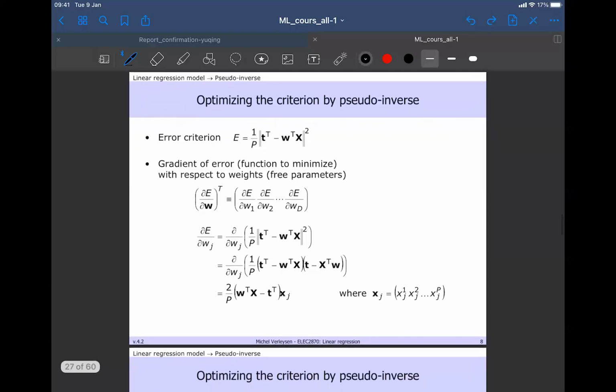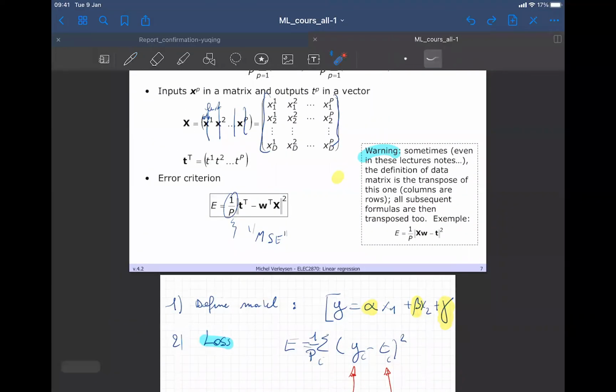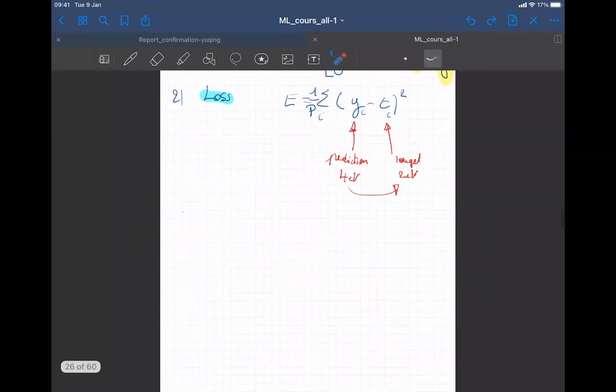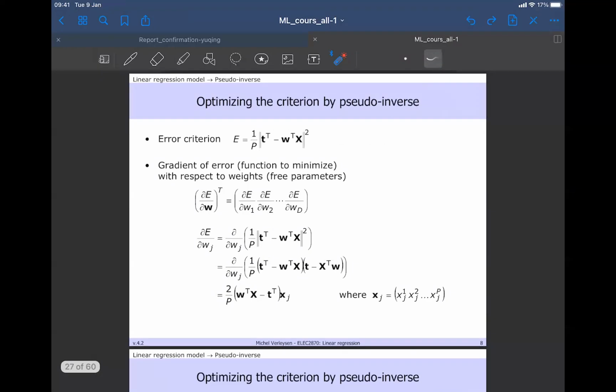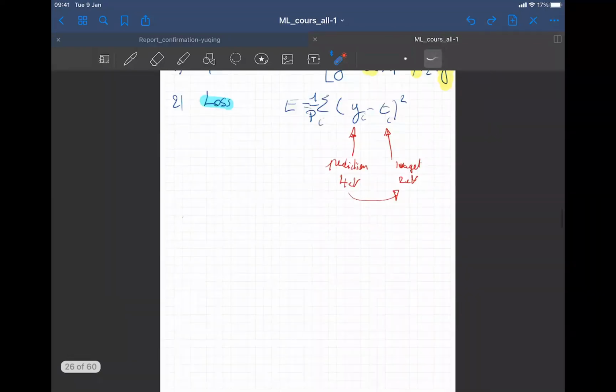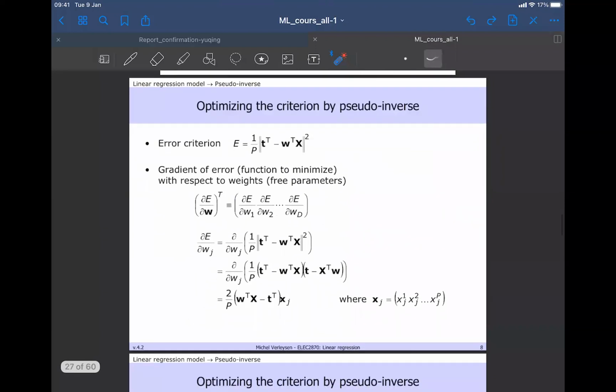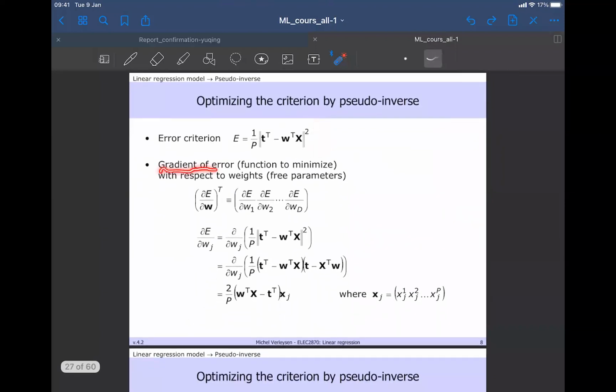Okay, so now, like I said, the idea is we want to find the weights of this thing. So two possibilities. First, you mathematically compute the solution. For that, we have the error criterion. We compute the gradient of the error, so you can compute the gradient with respect to the weights.